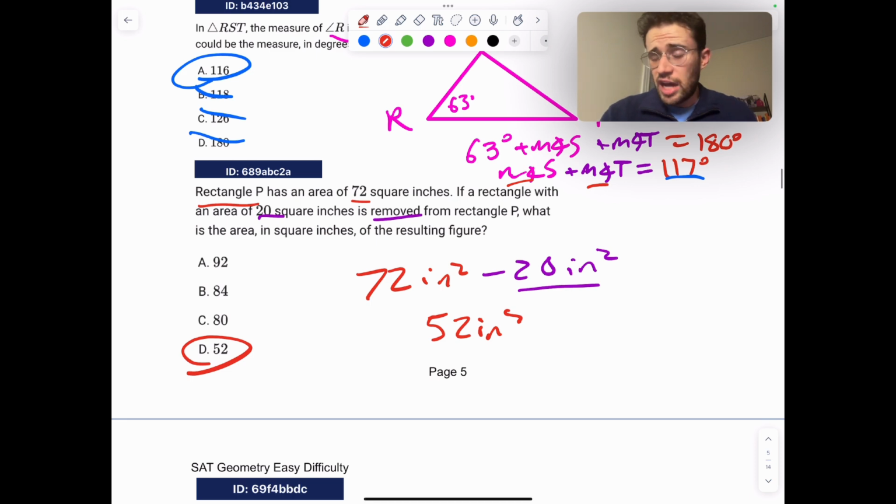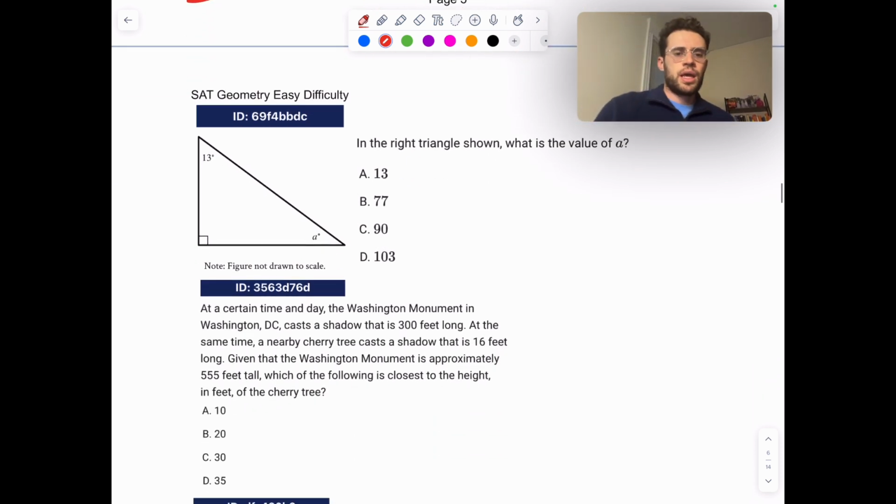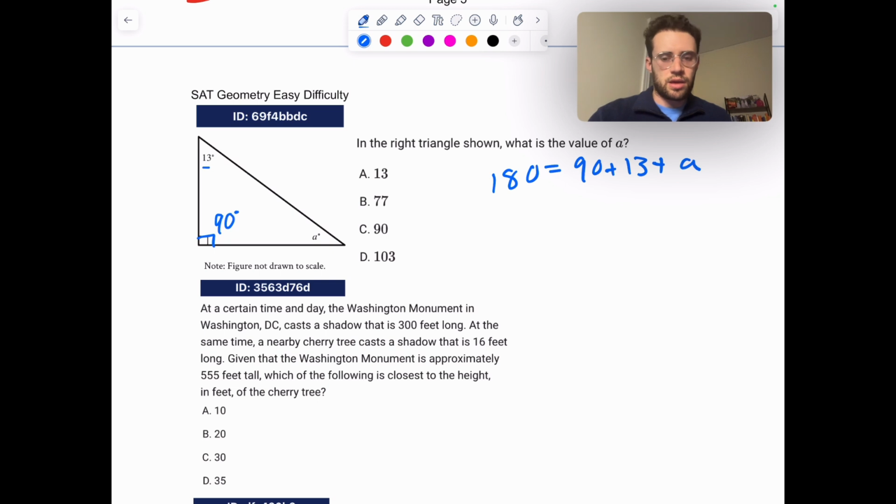All right, this is another one. This one's not very challenging, but it's just what it's asking might be a little bit confusing, because you probably haven't seen a question like this in geometry class. In the right triangle shown, what is the value of A? Well, this one, we are given the right angle, so that's 90 degrees, and we're given this 13 degrees. So we know all of the angles of a triangle add up to 180. So 180 is equal to 90 plus 13 plus A.